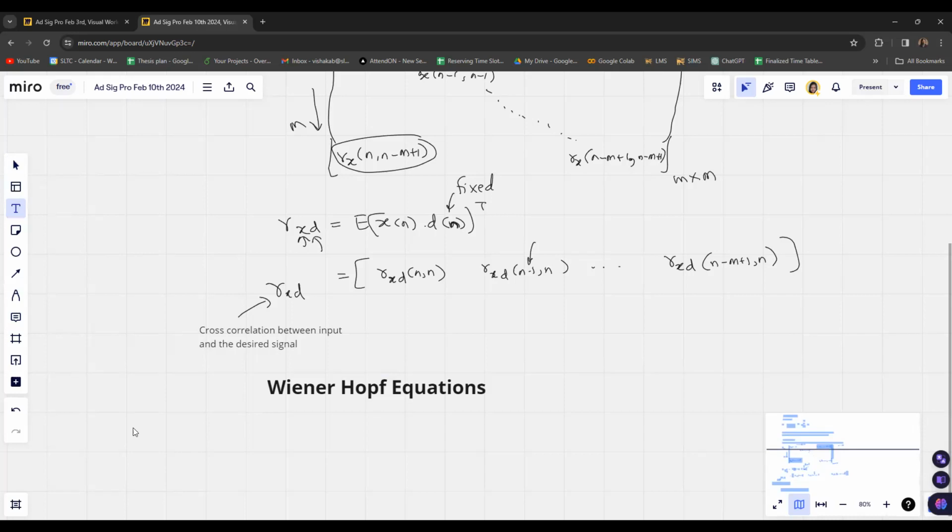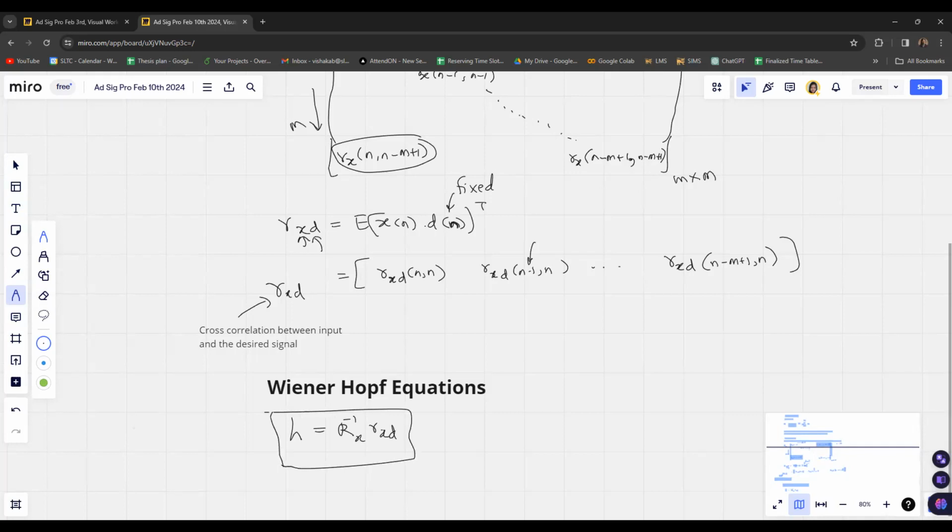So the Wiener Hopf equations are important in finding the values of the filter coefficients, and the values of the filter coefficients are given by the inverse of the X correlation, or input correlation, multiplied by the cross correlation values between X and D. So this is basically the Wiener Hopf equations. You need this equation to find the values of your coefficients.